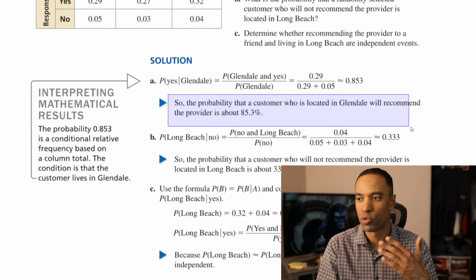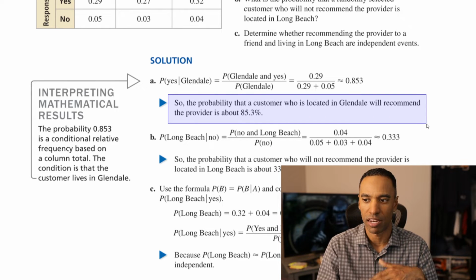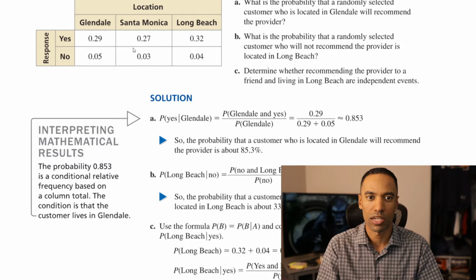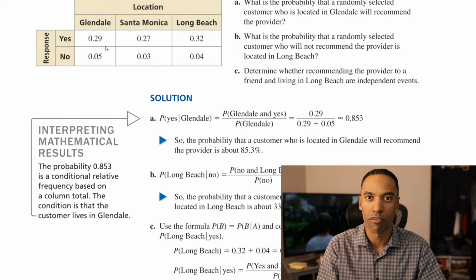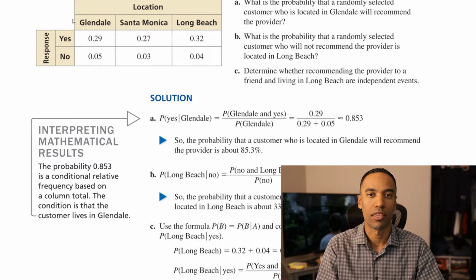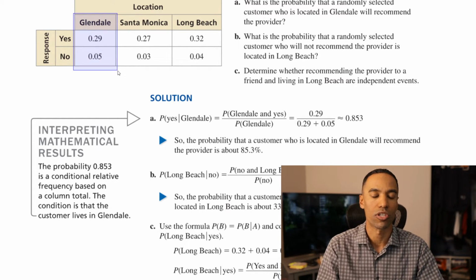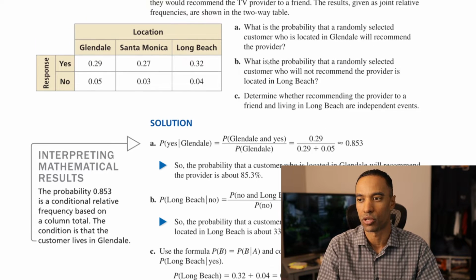The probability a customer who is located in Glendale will recommend the provider is about 85.3%. And again, you might say, no, Mr. Robinson, it says 29% of people are from Glendale. And that's not what we said. We didn't say 29% of responders. We're talking about the percentage of Glendale responders. So just within there. That's what makes this conditional.